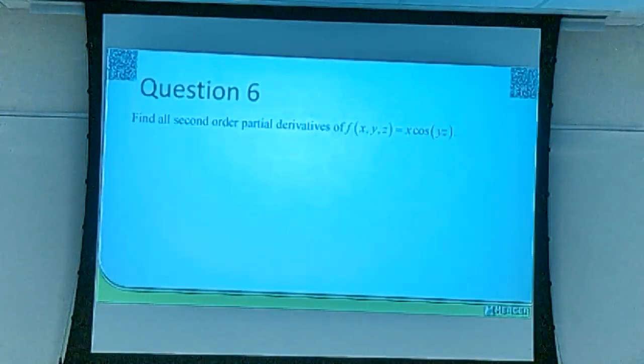We want to find all second order partials. All right, so first off, how many variables are there? Three. So how many second order partials are we going to have? Nine. How many of them are going to be distinct? I think six is right. How do you know? Because all the mixed order partials are the same.